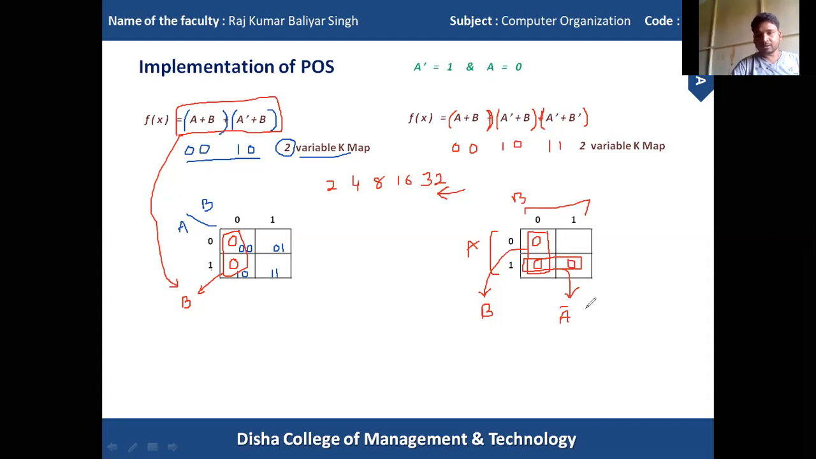When we simplify this Boolean expression, we'll get the result A dot B. Sorry, A naught dot B. This is the answer. Again, you can apply the Boolean law to simplify the Boolean expression.